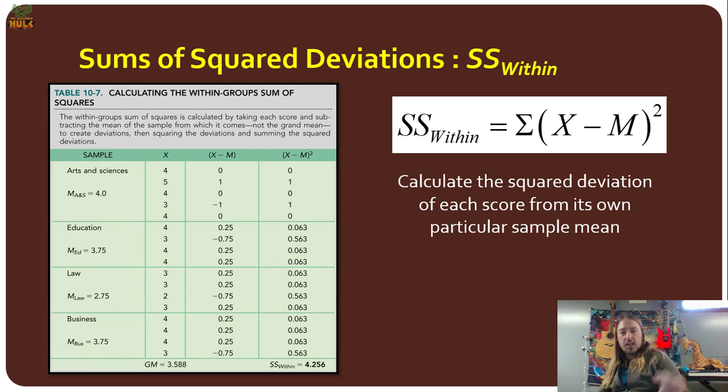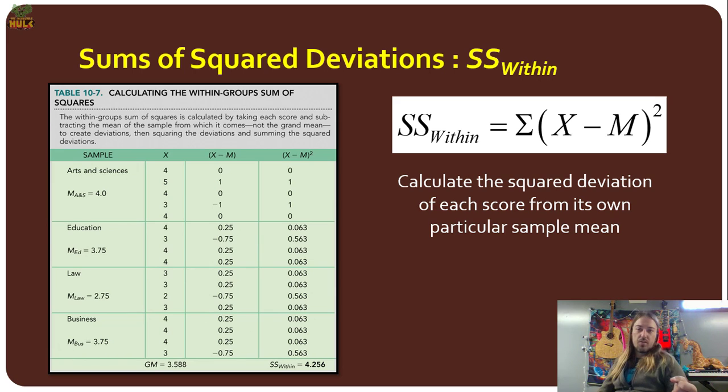I need to do the same thing with education, add up those 4 scores, divide by 4, I get a 3.75. Do it for law, get a 2.75. Do it for business, get another 3.75. Now we've got the means of each of our groups written off to the side. The sum of squares within formula is just like the original sums of squares we did. It's a score minus a mean, and then you square that deviation. And so we take the 4 for our first raw score in arts and sciences, subtract off the mean of arts and sciences, which is a 4, gives us a 0.